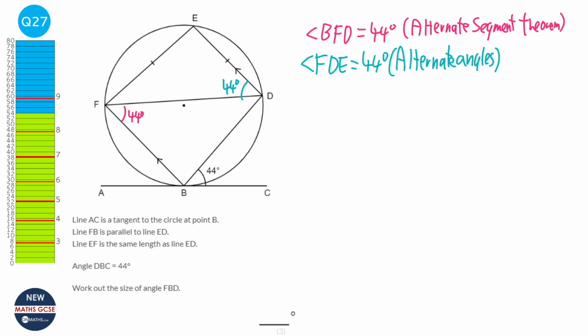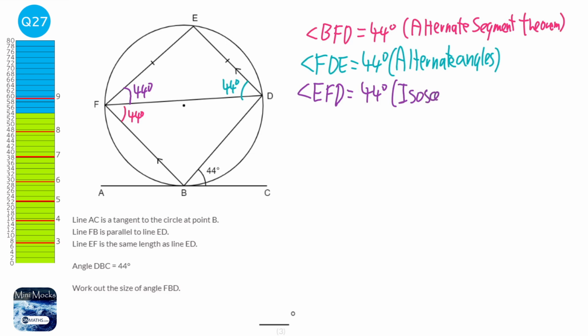Okay, next thing I notice is that we have an isosceles triangle here, here, and here, and the bottom 2 angles in isosceles, assuming that it's upright, are always equal. So this is going to be 44 degrees here. So angle EFD is also 44 degrees, and again we have to just say that it's an isosceles triangle. Okay, just highlight the fact it's an isosceles triangle.